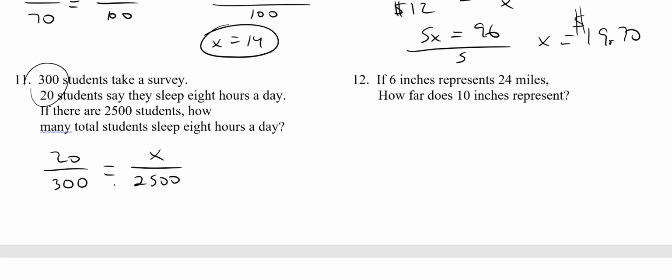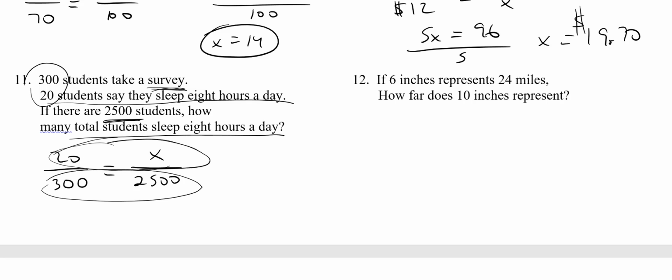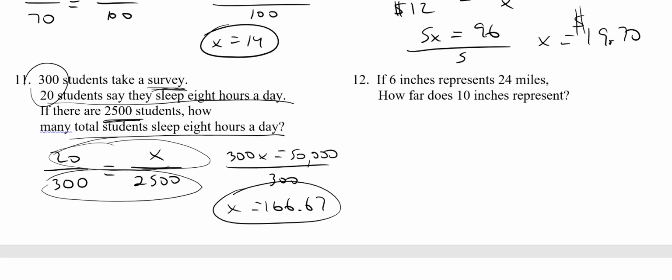Okay, so again, that bottom number is the number of students who take the survey, and here I am surveying 2,500 kids, and I said 20 students sleep 8 hours a day, and I want to know how many other students from this group sleep 8 hours a day. So notice, same unit on top and same unit on the bottom, right? So you cross multiply, you get 300x is equal to 50,000. Again, you're using your calculator. Divided by 300, x comes out to be 166.67. Okay. Now it says how many students. You can't have 0.67 of students, so you'd probably say 167 students. Okay, but that's fine.